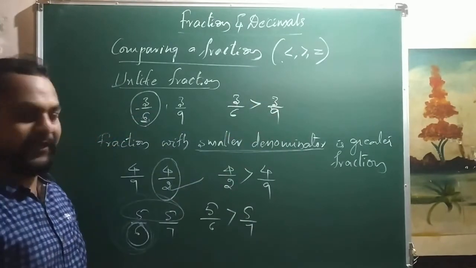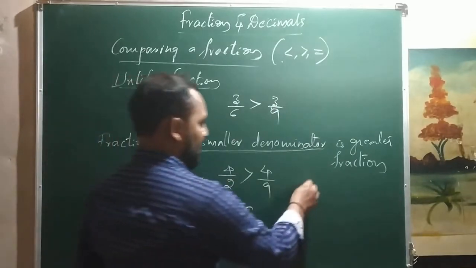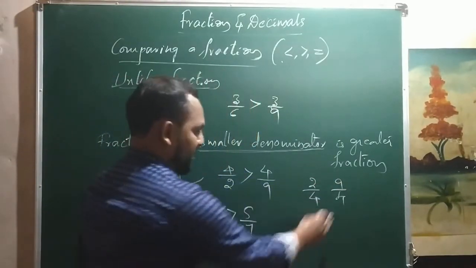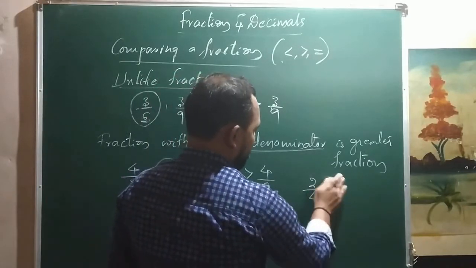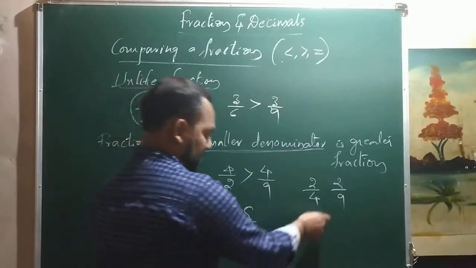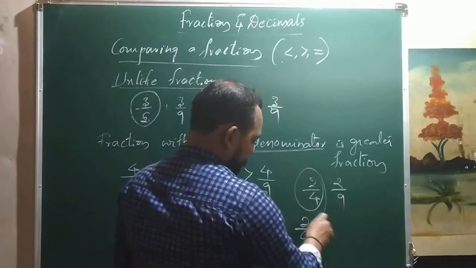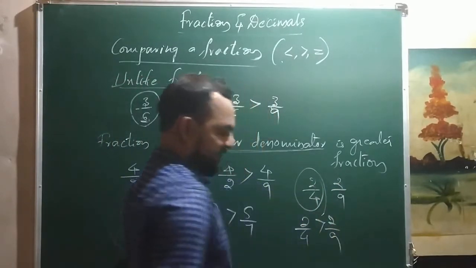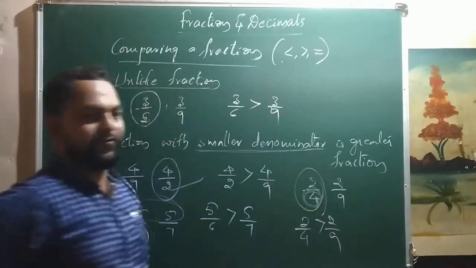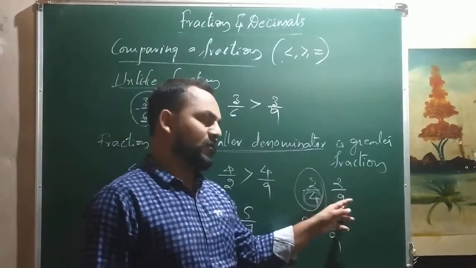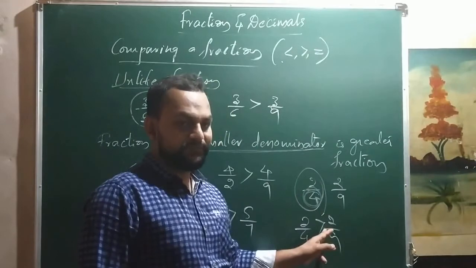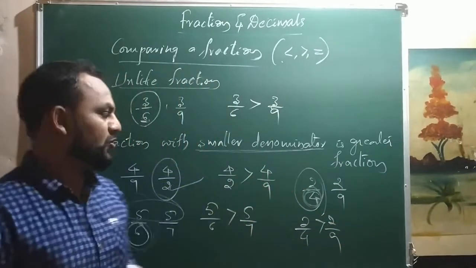Is a greater fraction. Take an example, 2 by 4 and 2 by 9. Which is a greater fraction? Obviously 2 by 4. 2 by 4 is greater than 2 by 9. Why? The smaller denominator is 4. In the comparison between the 9 and 4, the 4 is a smaller denominator. It means 2 by 4 is greater than 2 by 9.